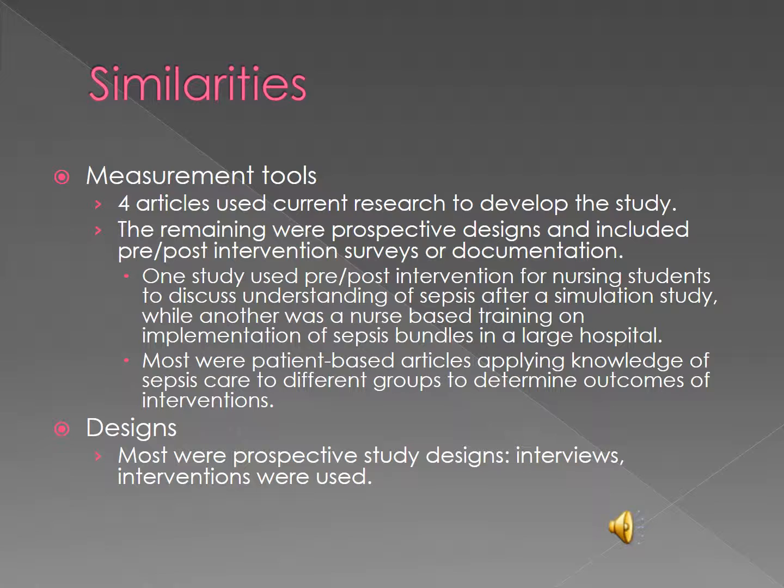About 4 of the articles I used were research-based journal articles, and they used a lot of research design studies where they just pulled literature from several different areas to determine what helps in sepsis, what's working, what's not working, what are the barriers, and what can we do to improve the outcomes on these patients. I used several other articles that were mostly perspective designs, and they included a lot of pre-post interventions, whether it be with surveys or documentation.